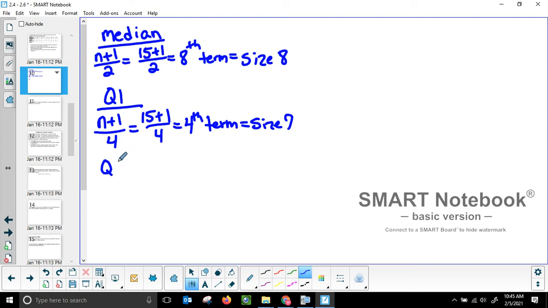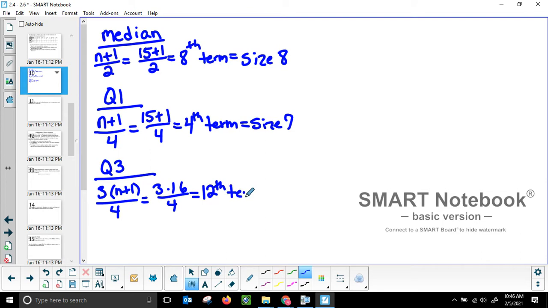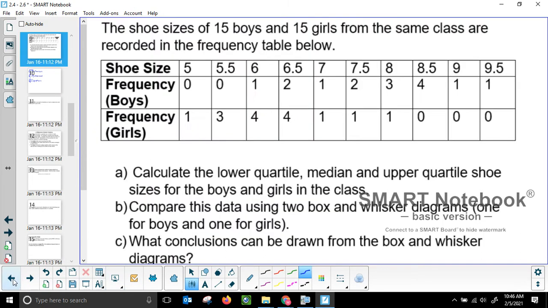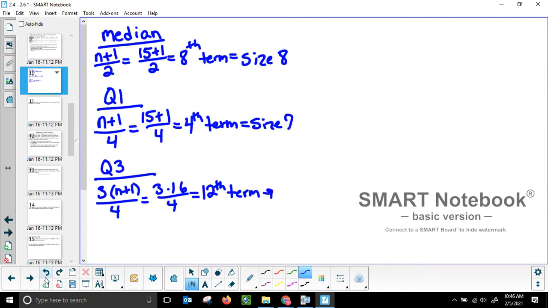Q3 is 3 times n plus 1 over 4. So this is 3 times 16 over 4. So 16 over 4 is still 4, times 3 is 12. So this is the 12th term. That is going to give me 3, 4, 6, 9, 10, 11, 12, 13. So my 12th term is here at size 8.5.